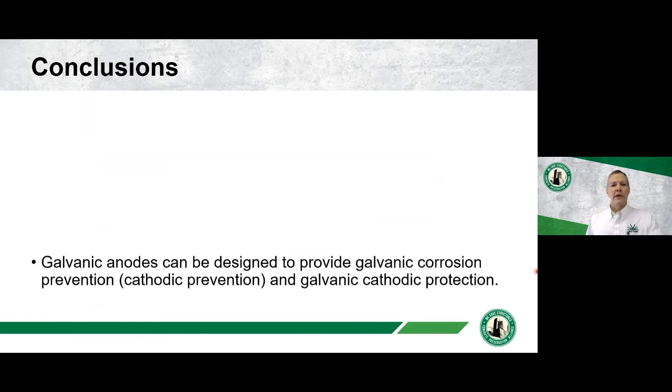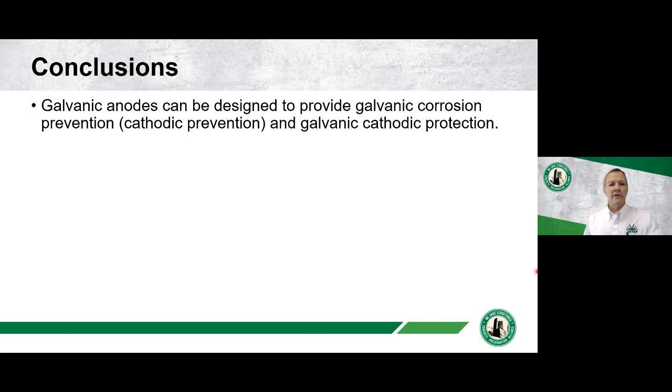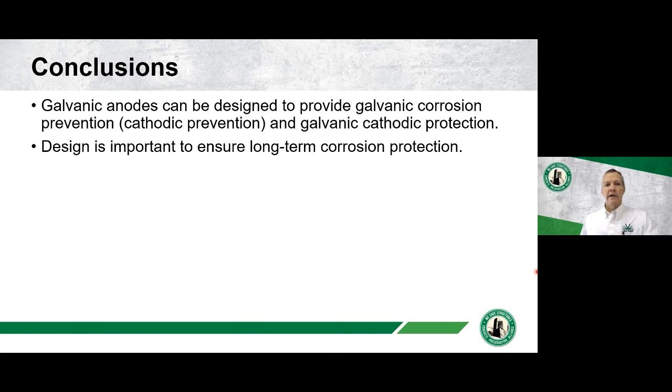So just to wrap up, a couple of points I'd like to conclude. First is that galvanic anodes can be designed to provide galvanic corrosion prevention, or in Europe, as you'd say, cathodic prevention. They can also be used and designed to provide galvanic cathodic protection. You just need to design the system to meet the requirements of whatever you're going to design it for. The design is a very important step to make sure that you are getting the long-term corrosion protection that presumably you desire.